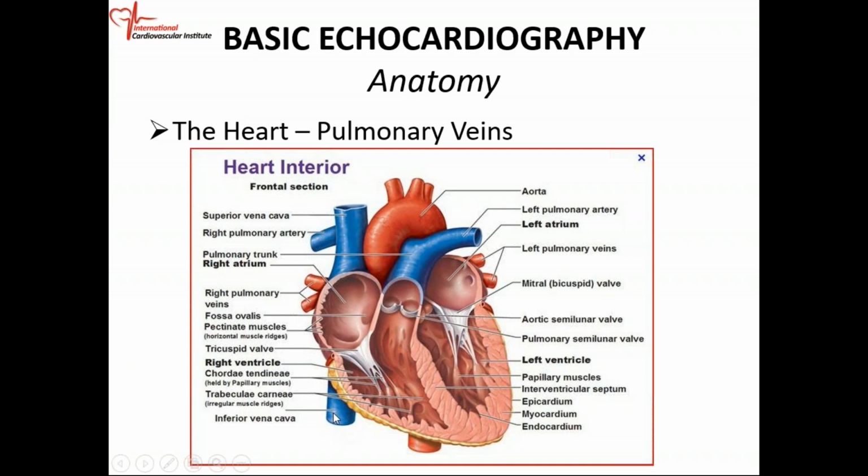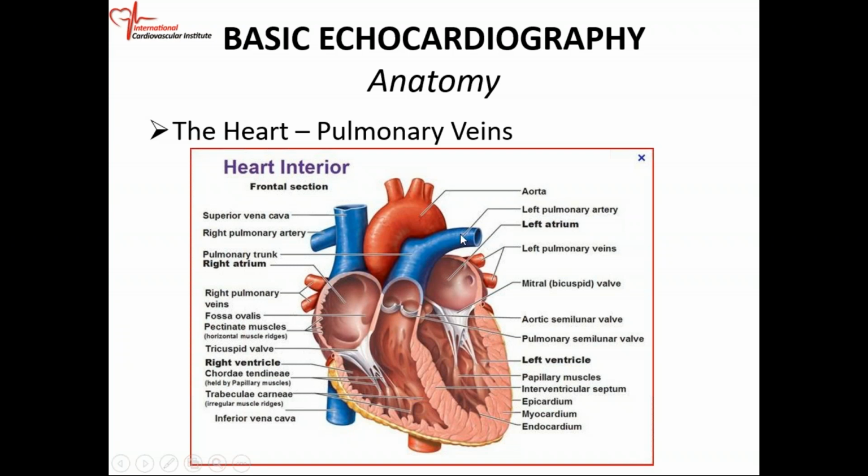Again, deoxygenated blood from the trunk and lower extremity enters the inferior vena cava. Deoxygenated blood from the head and neck, the superior vena cava, they both drain into the right atrium. Then from the right atrium it crosses the tricuspid valve into the right ventricle. The deoxygenated blood is going to leave the right ventricle through the pulmonic valve, or pulmonary semilunar valve. This is the pulmonary trunk, right pulmonary artery, left pulmonary artery, going to the lungs.